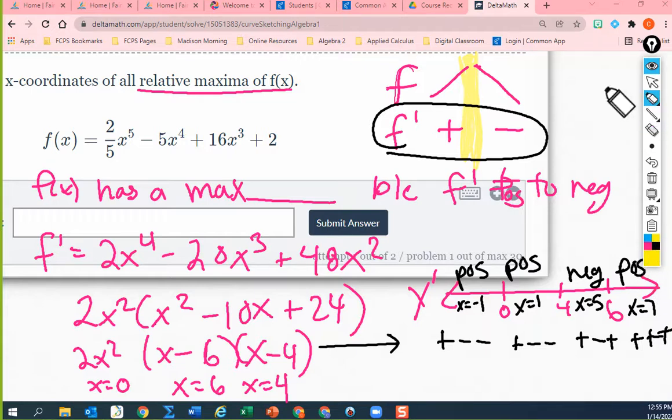Okay, which part of this number line am I looking for? I'm looking for the between. So plus to minus. It's right here. That's the answer, because I want to know where the f prime goes positive to negative. So it's in between. So my answer, the x coordinate, 4. Just the x number.